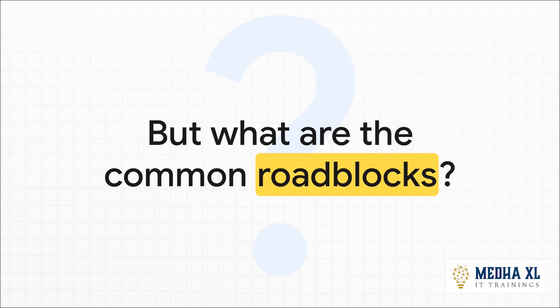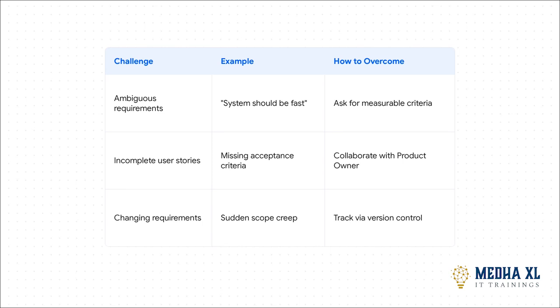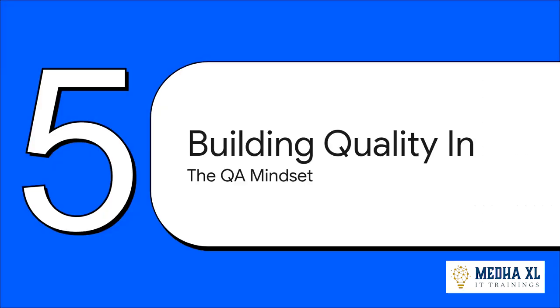But let's be real. It's not always that simple and clean in the real world, is it? So what are the common roadblocks you're going to run into when you're trying to do this kind of deep analysis? You're going to come up against three big ones: ambiguity, incomplete stories, and the dreaded scope creep. So, when someone says, the system should be fast, your job is to be the person who says, okay, what does fast mean? Like under 500 milliseconds? When a user story feels a little thin, you go straight to the product owner and work with them to flesh out the acceptance criteria. And when the requirements suddenly change, you become the team's historian, using version control to track everything so nothing gets lost in the shuffle.